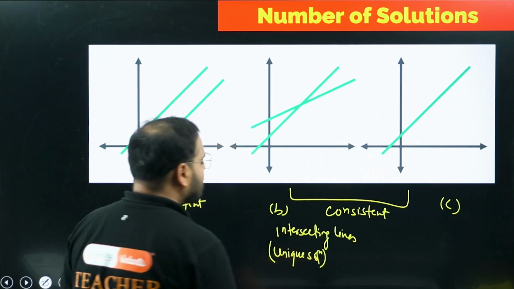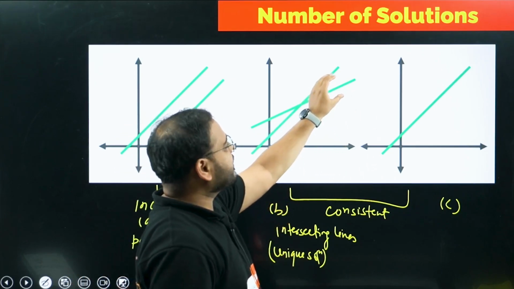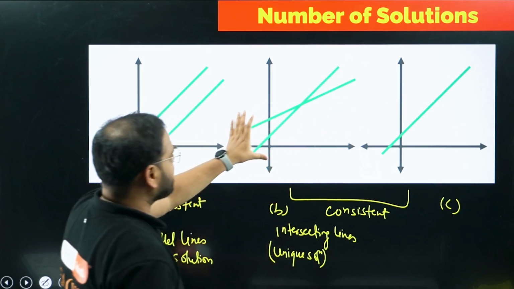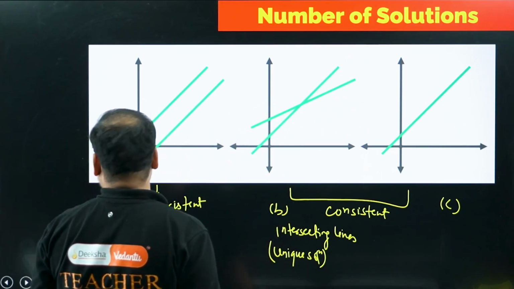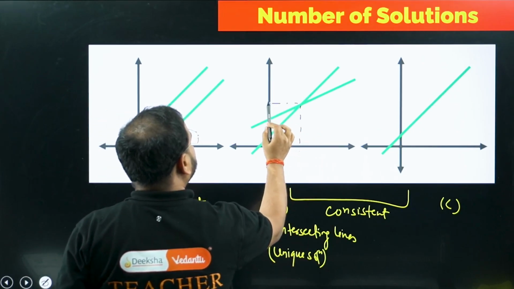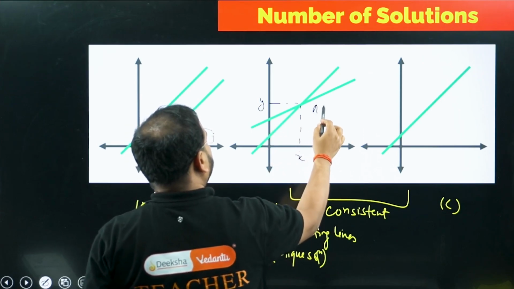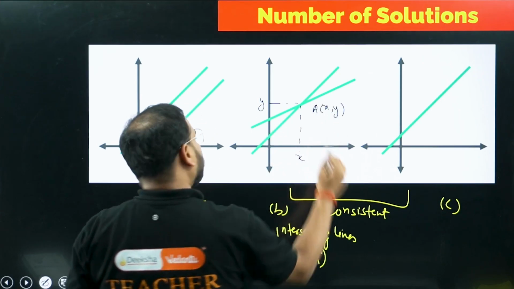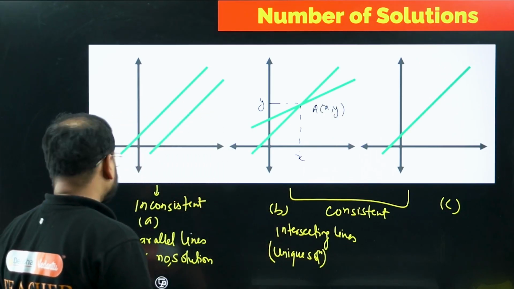How come unique, sir? Because if you keep moving away from this on the right side, will it ever intersect? No, sir. On this side, will it ever intersect? So you will intersect only at one point, which is given as this point's coordinate. If this is x and this is y, what's the point of intersection? x comma y. A unique solution is present over here. That's why I said unique solution.